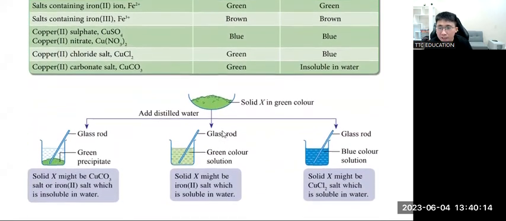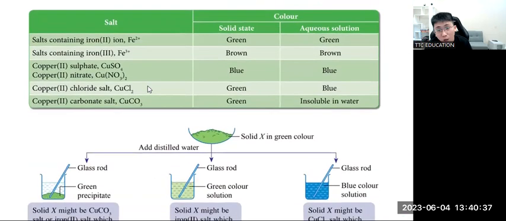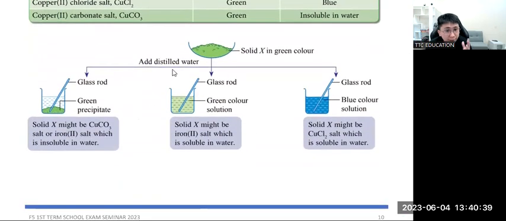Let's say solid X is green in color. Then you say, green color, who is it? Green color can be Fe2+, or CuCO3, or CuCl2. Remember, green color has three possibilities: Fe2+ salt, or CuCO3, or CuCl2. How do I double confirm who this green color is? We're going to actually do some tests.